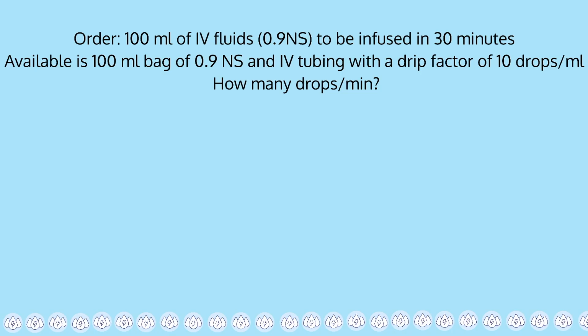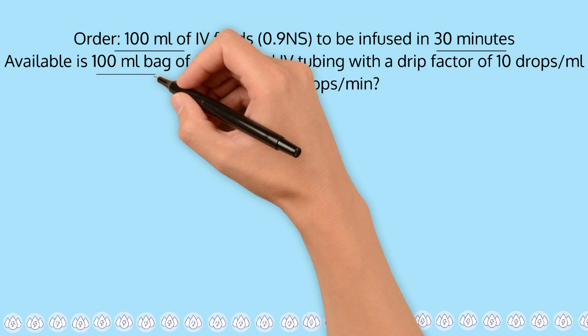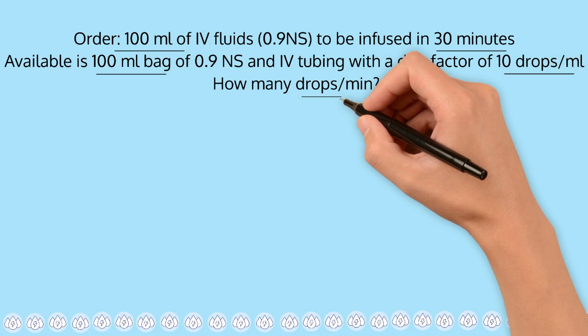Whenever answering med math questions, the first step is always the same. Underline things that are important that you see in the question. So first off will be 100 mLs to be infused over 30 minutes. A 100 ml bag is the volume we have, and the drip factor 10 drops per ml. And of course, what are we looking for? Which is drops per minute.